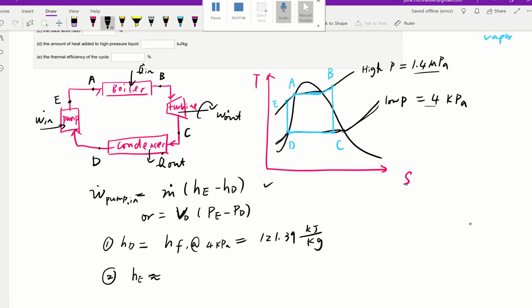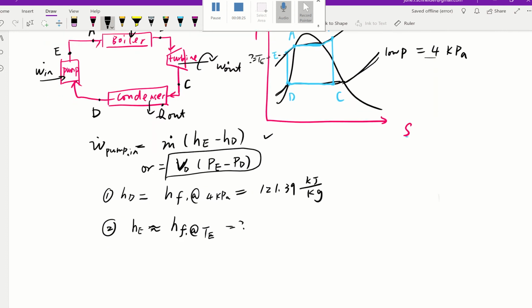We're not quite stuck. We can still approximate. How do we approximate? That's one of the things we're talking about. It's going to be using the saturated liquid HF at that particular temperature at E, this point right here, TE. Well, how do we find the temperature at E? We haven't figured that out yet, right? So we do not know this TE. If we don't know TE, it's going to be hard for us to figure out HE. So here we're at a crossroad. Then maybe I can look for this alternative way. Can we do it with this? Let's take a look.